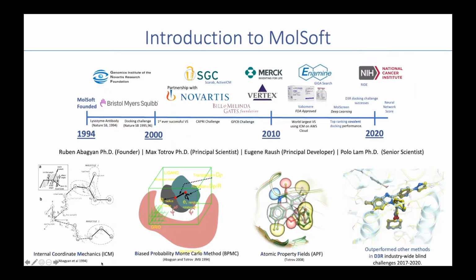You'll see that our product is called ICM. ICM stands for internal coordinate mechanics, named for the internal coordinates that we use. The docking is based on a method developed by Ruben and Max called biased probability Monte Carlo. We'll also be looking a little bit at the 3D pharmacophoric fields. You can dock to a protein receptor here, or you can dock to 3D pharmacophores.